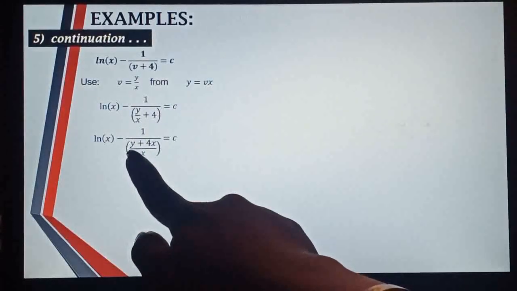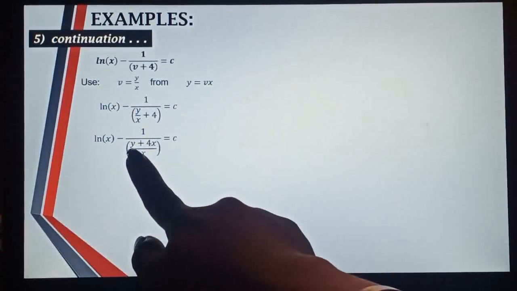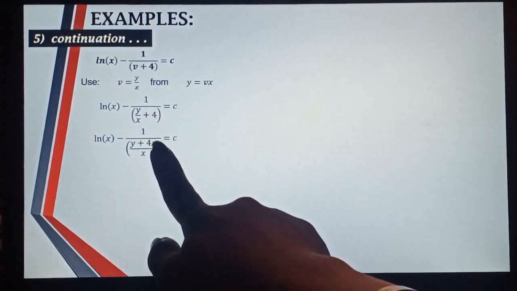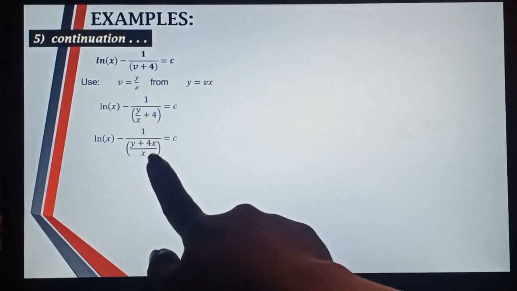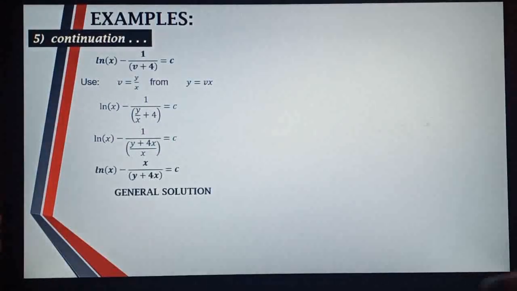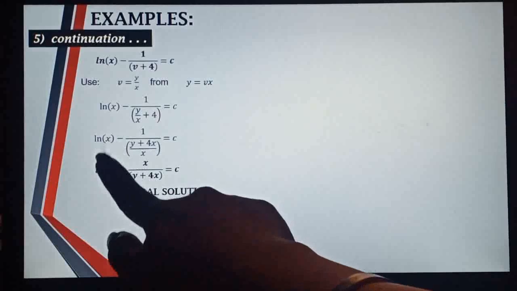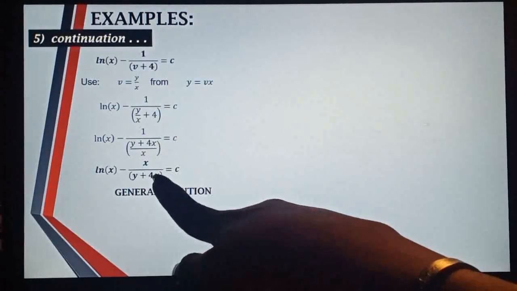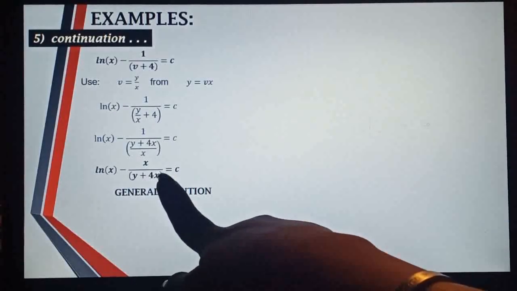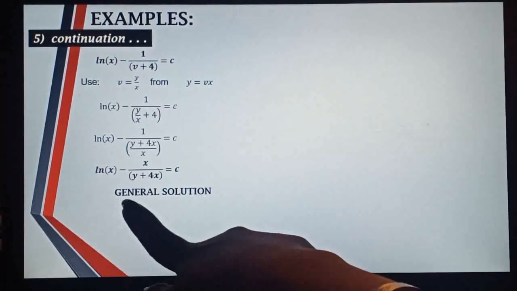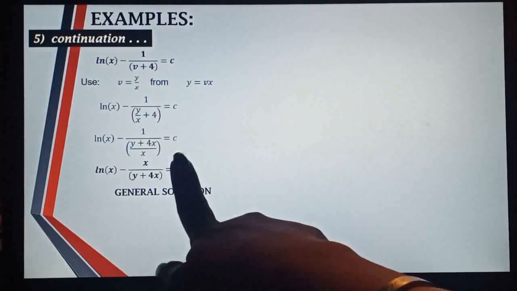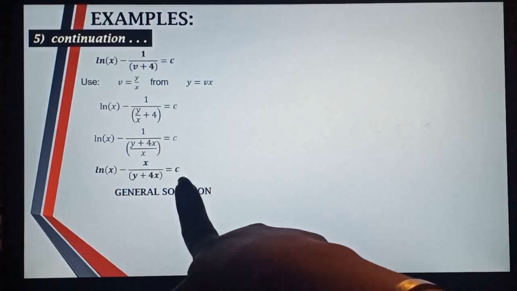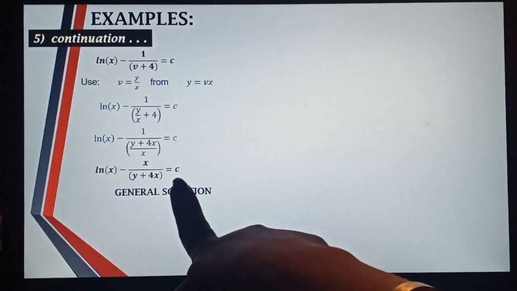So yung denominator natin, gagawin natin 1 fraction. So you will have your new denominator as y plus 4x all over x. Para pwede natin itong i-reciprocate. So you will now have your ln of x plus the reciprocal of this, that is x over y plus 4x equated to c. Now this is your general solution since your equation now is in terms of x and y and still has the presence of the arbitrary constant c.